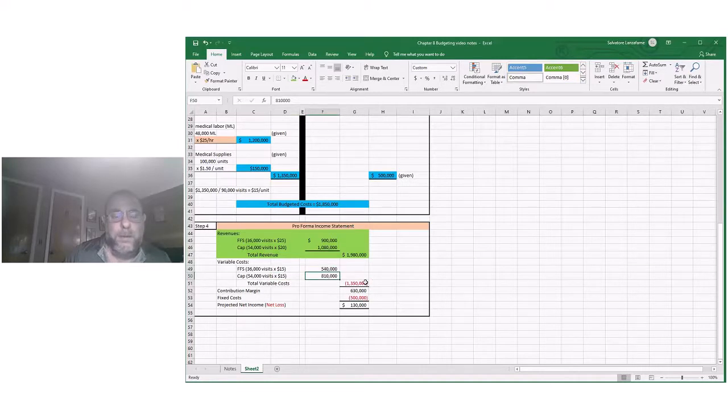Total variable cost 1,350,000. I'm now going to subtract that 1,350,000 from the 1,980,000, and that gives me a contribution margin of 630,000. Subtract out your fixed costs of 500,000, and that gives us our projected net income of 130,000.